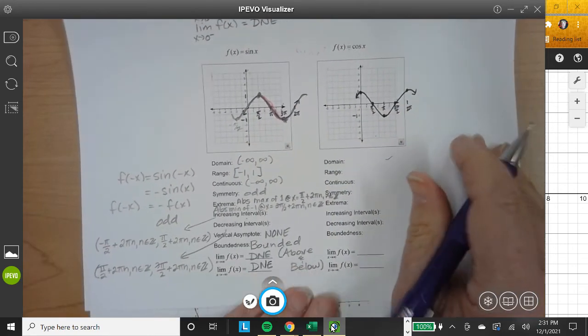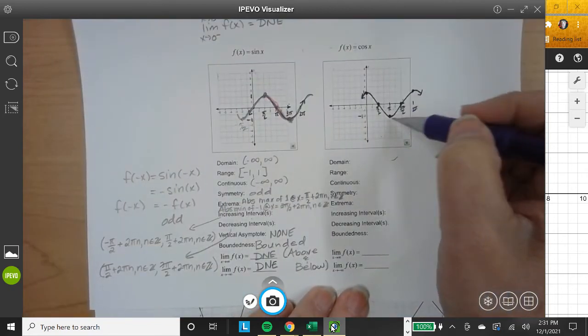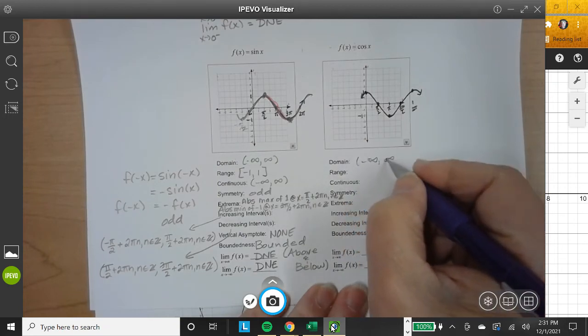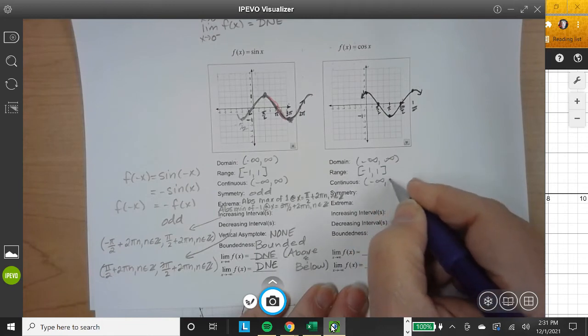All right, cosine x. Cosine x starts off the midline and goes through its period there. Its domain is all real numbers. Its range is -1 to 1. It is continuous from negative infinity to infinity.